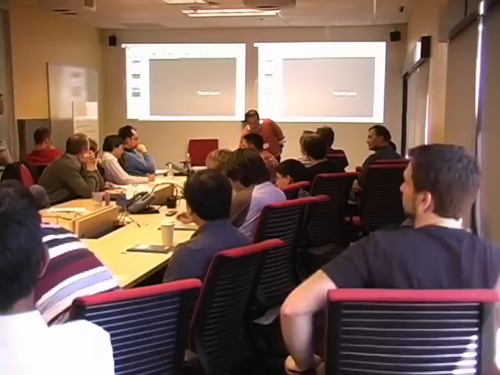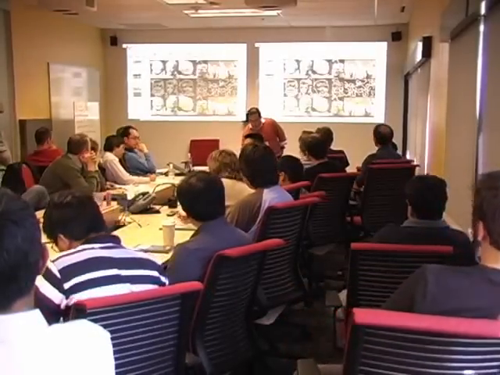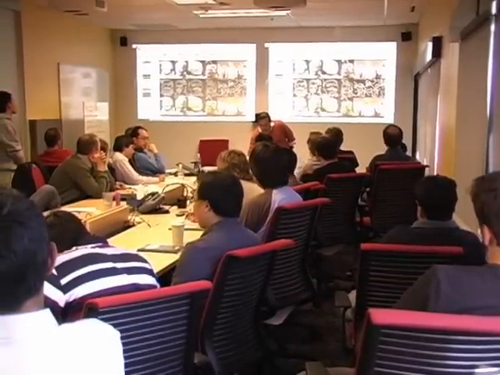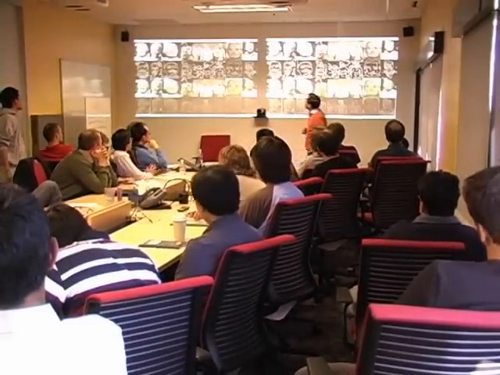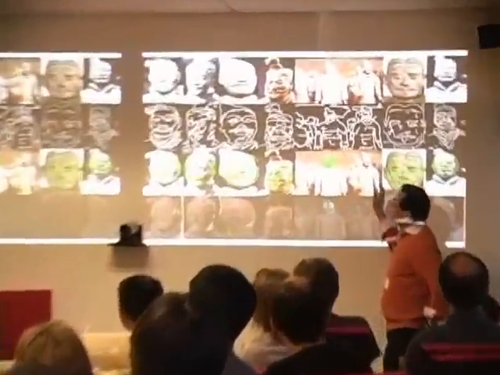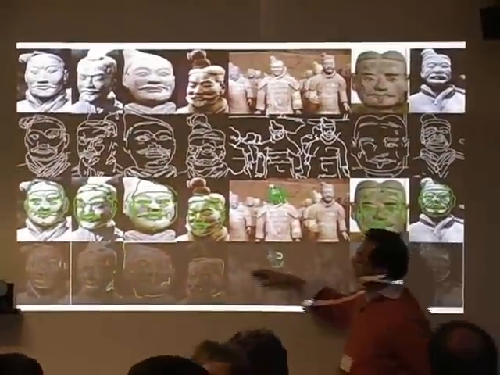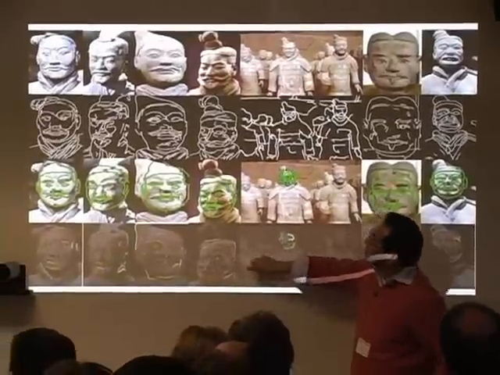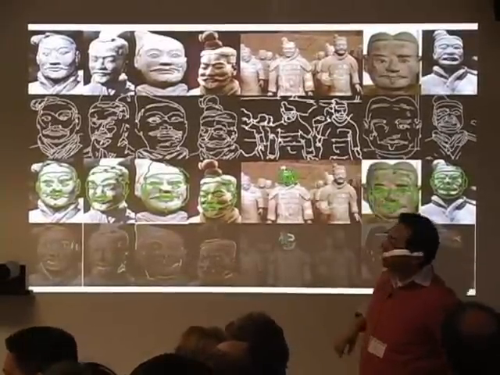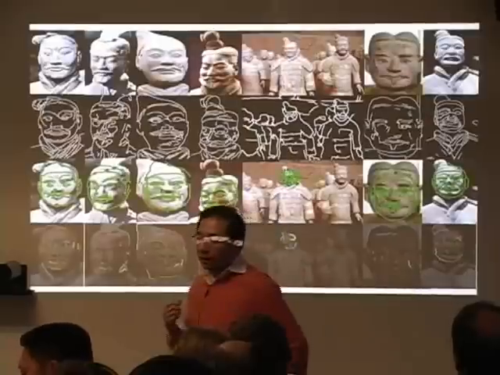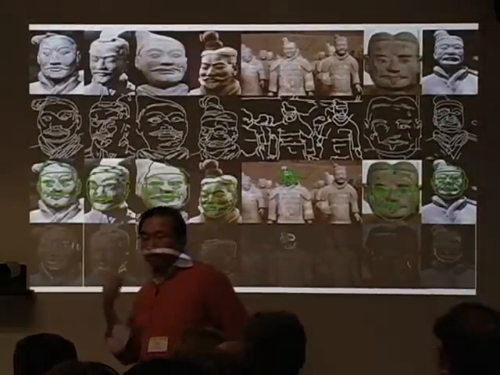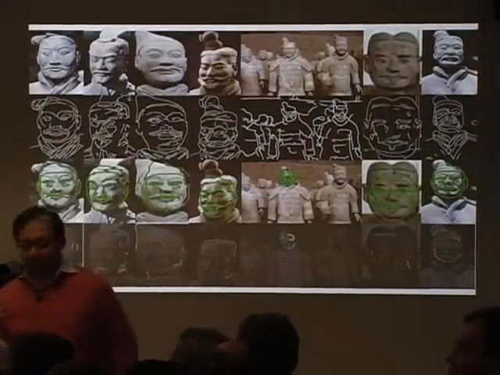Questions? I can show more face images meanwhile. This is another set of face images, again a big collection of faces. What we want to do is detect those facial features from pretty badly cluttered scenes. Again, we're looking at the contours and removing clutter from those contours.